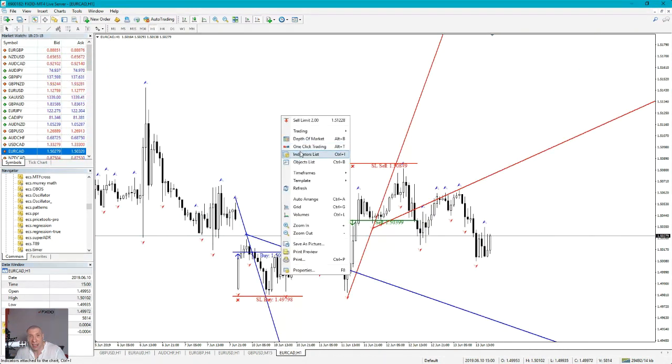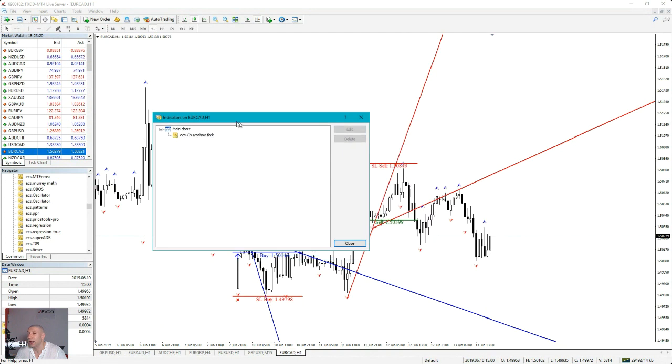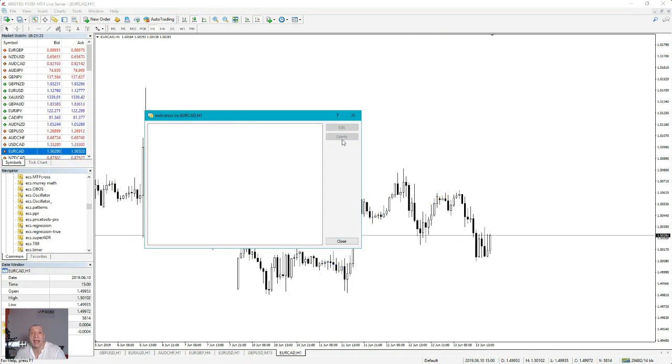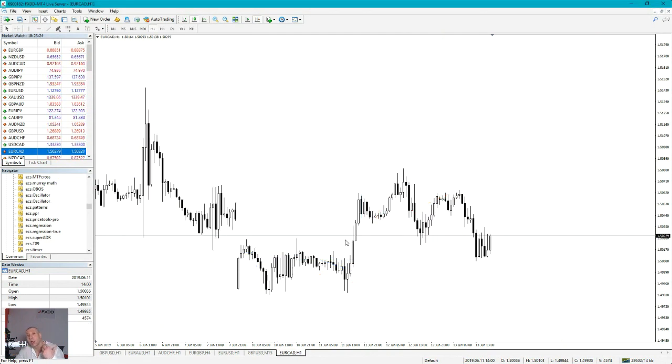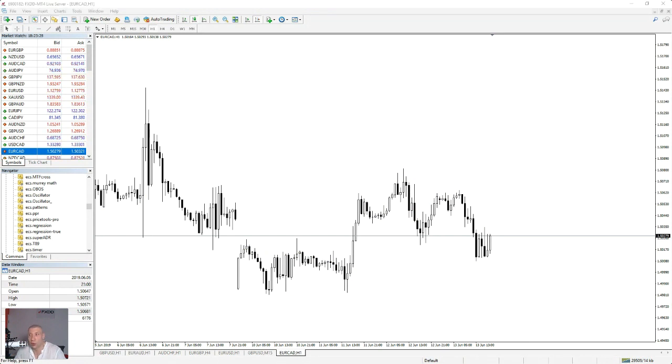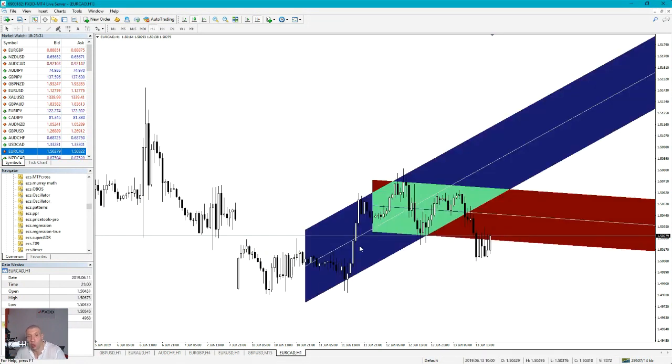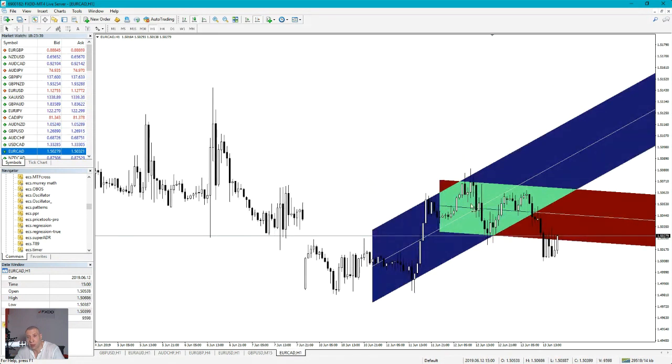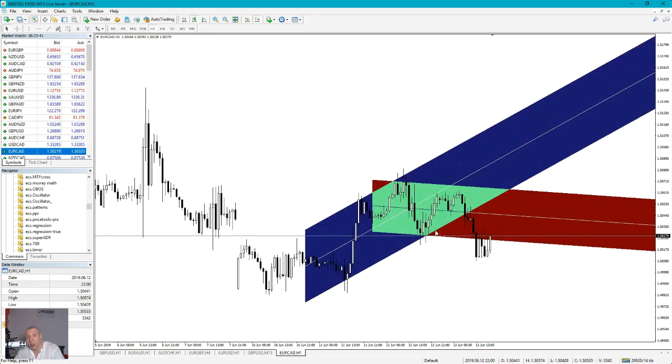Another thing is, so this is our indicator, Chuvashov's fork. But as I say, you don't need to. You can do it manually. This is based on Andrews Pitchfork, and it draws actually two pitchforks. And the basic premise is if the price goes up, you wait for a channel bounce, okay? And if the price makes another channel, then you close your trade and trade the other channel.